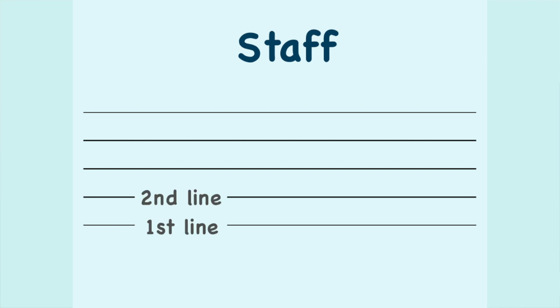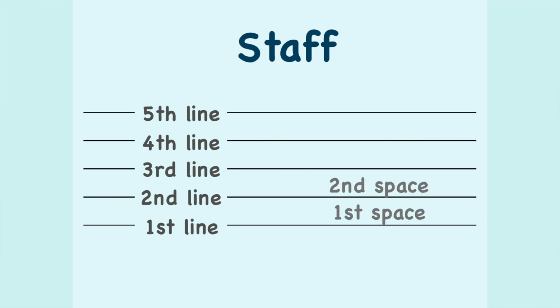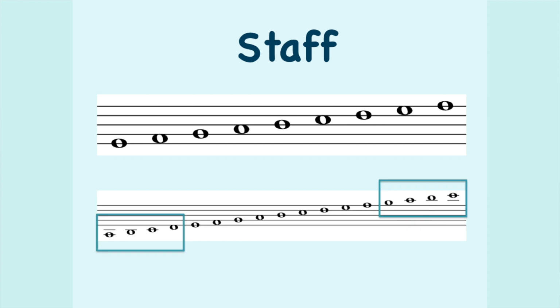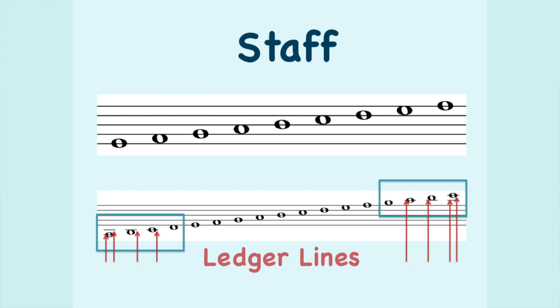First line, second line, third line, fourth line, fifth line. And first space, second space, third space, fourth space. Each line and each space represents a note. Sometimes the notes may go above or below the staff. In this case, some extra lines are drawn above or below the normal 5 lines of the staff. The additional lines are called ledger lines.